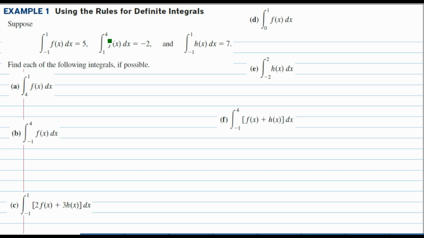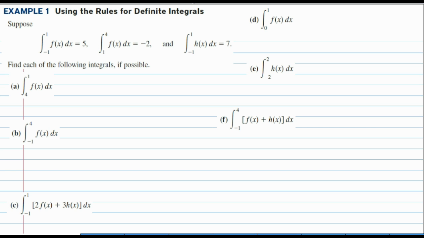The antiderivative from 1 to 4 of f of x dx equals -2. So now we know that there's more area below the x-axis than above the x-axis between 1 and 4, because its integral is negative. And the antiderivative from -1 to 1 of h of x, a totally different function, dx, is 7. Find each of the following integrals if possible. Here's where our properties will come into play. Part A, the antiderivative from 4 to 1 of f of x dx.